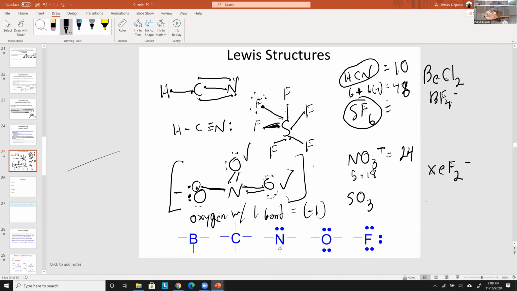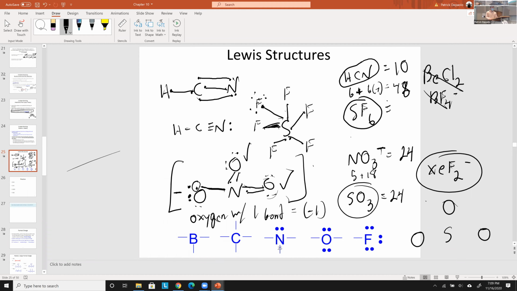Okay, so let's do one more. This one we can save for later. So SO3. So what's going to be in the middle? Good. So oxygens are on the outside. Electrons. Sulfur has 6, oxygen has 6. So 4 times 6 is 24. No charges, so that's good.